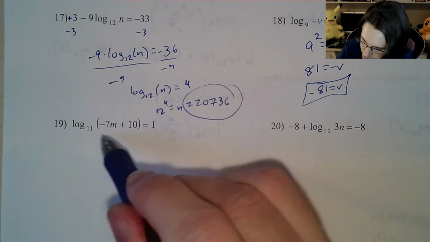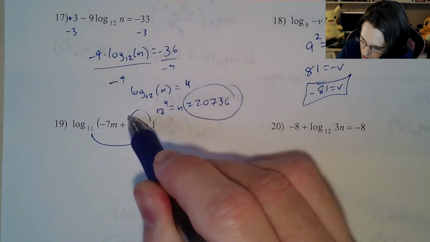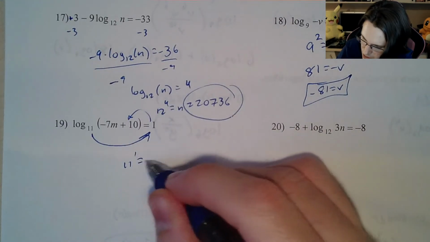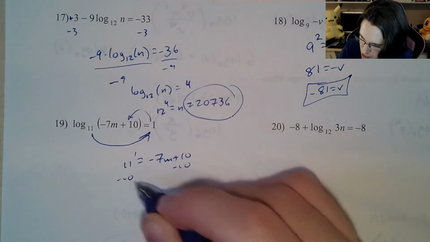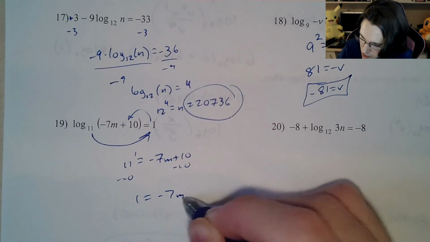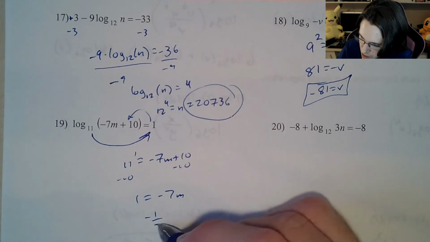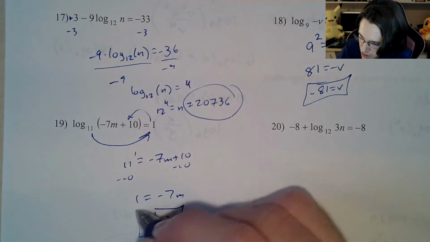Number 19, 11 to the power 1 equals the inside. 11 to the 1 is -7m plus 10. Subtract 10 on both sides. We get 1 is -7m. Divide both sides by -7. You get -1/7 is equal to m.